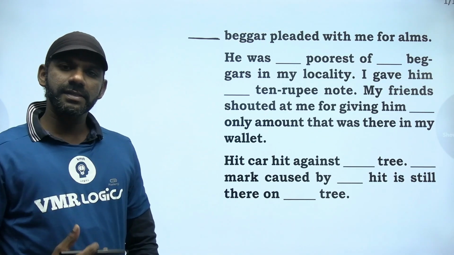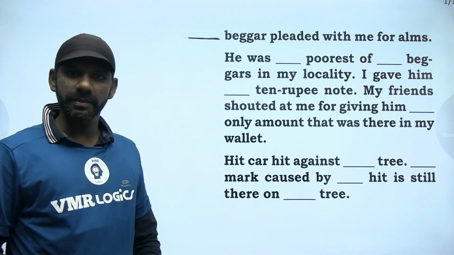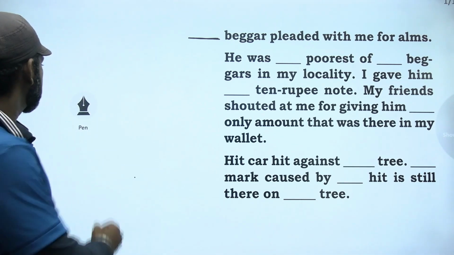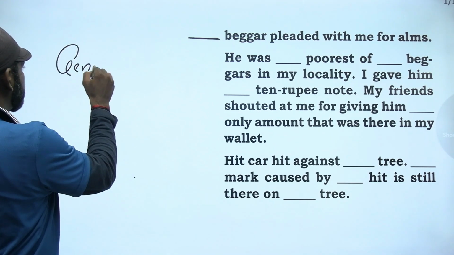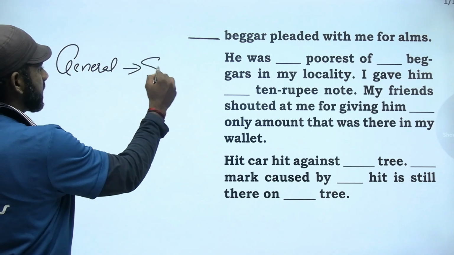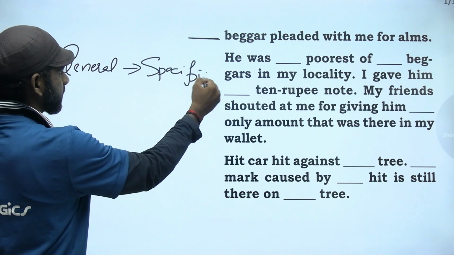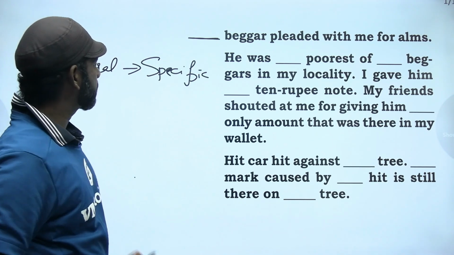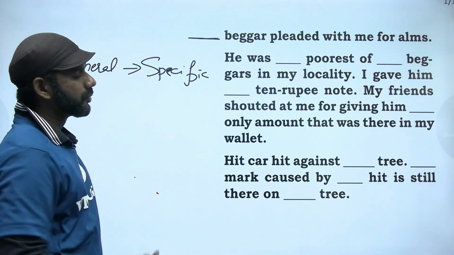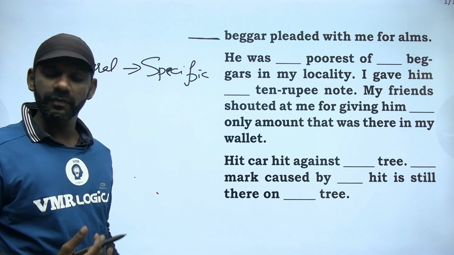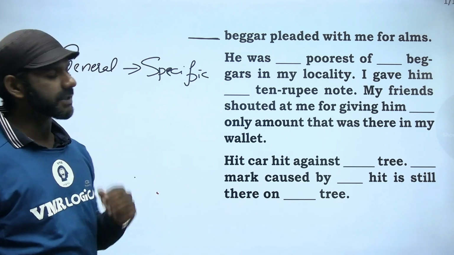Now we have discussed the case of parajumbles and reading comprehension. In a sentence or a paragraph, the change always happens from general to specific. The change always happens from general to specific. That means it starts in a general way and moves on to specific. The change is always from general to specific.